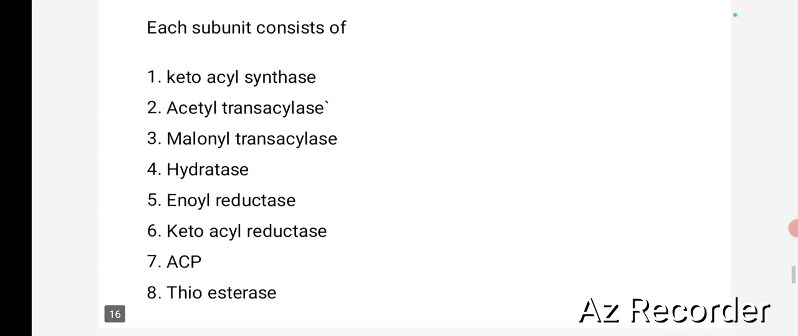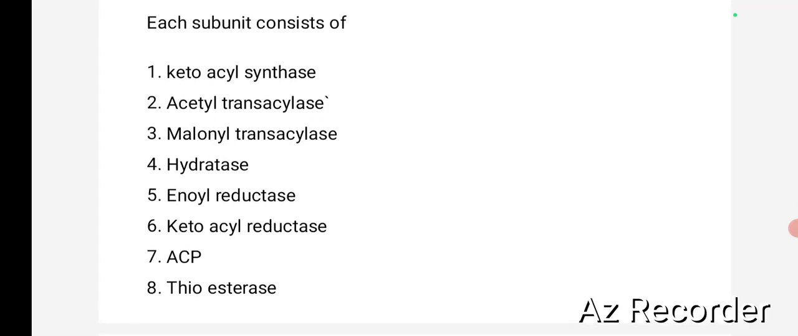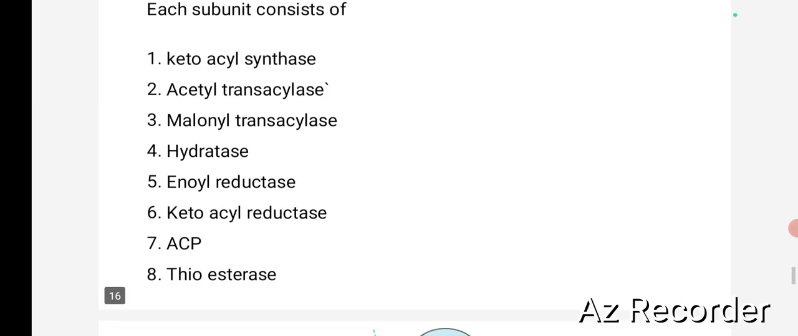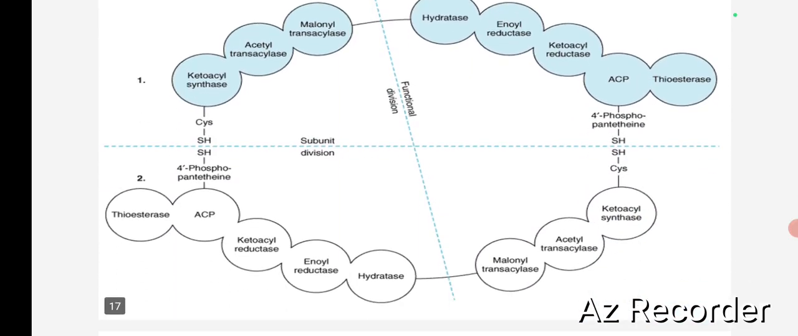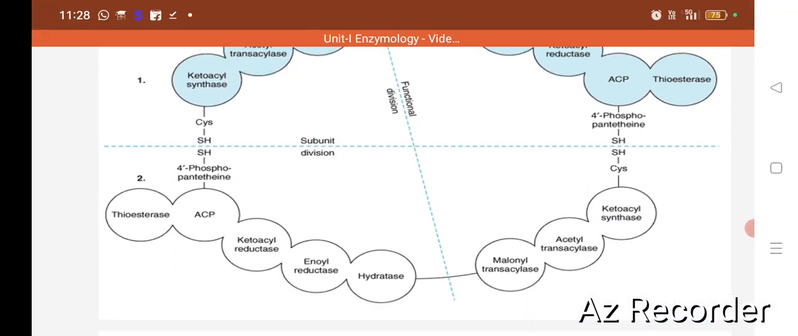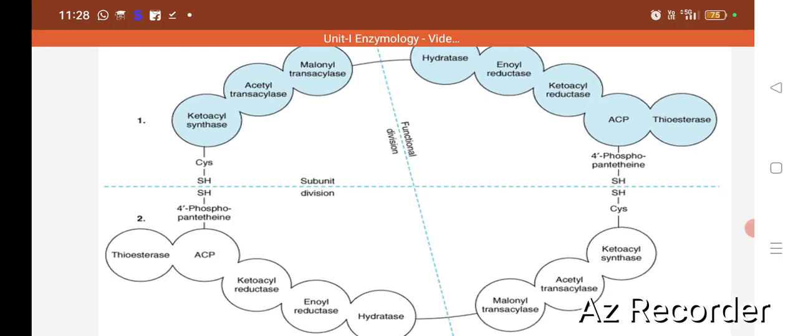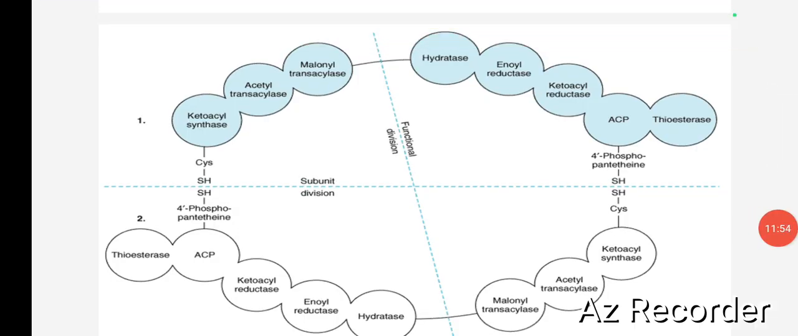Each subunit consists of ketoacyl synthase, acetyl transacetylase, malonyl transacetylase, hydratase, enoyl reductase, ketoacyl reductase, and acyl carrier protein. The eighth one is thioesterase. This is the diagrammatic form of the fatty acid synthase enzyme complex. These two monomers join together to form the dimer.